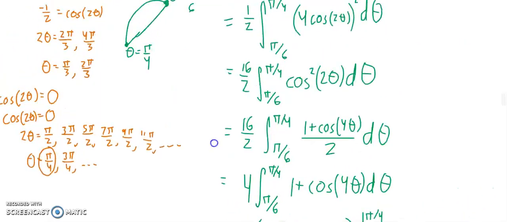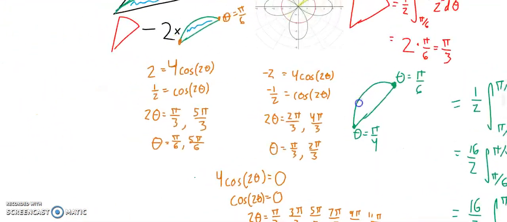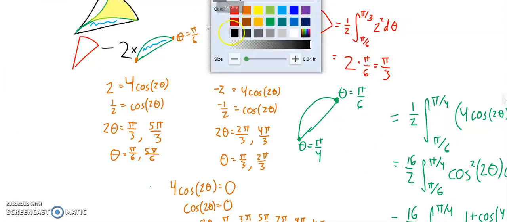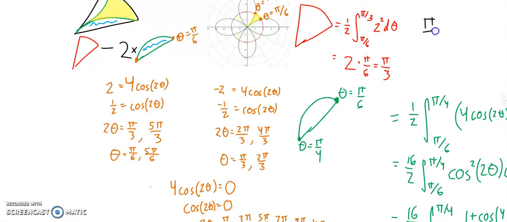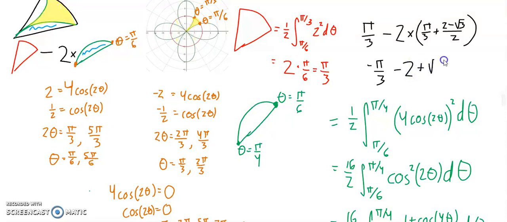I can take this value. I know that that's the area of my green section. I know the area of my red section. So now I know the area I'm looking for. It's going to be the area of the red minus 2 times the area of the green, which comes out to pi over 3 minus 2 pi over 3, which is going to be negative pi over 3. Then we're going to do minus that fraction. So minus 2 and the over 2 are going to cancel out. It's just going to be minus 2 minus the minus root 3 is going to make plus root 3.